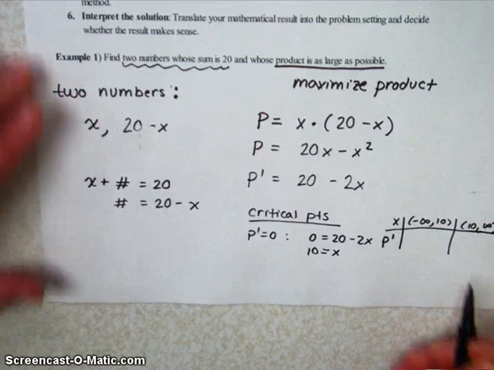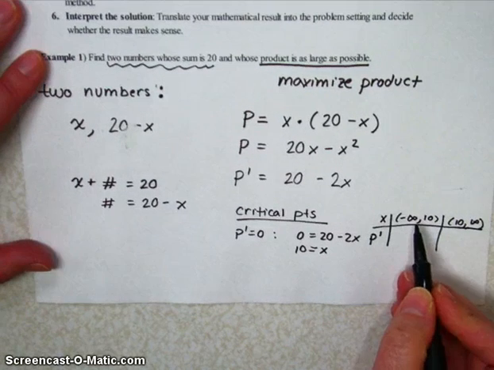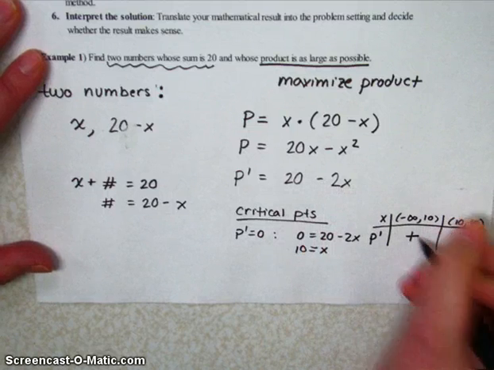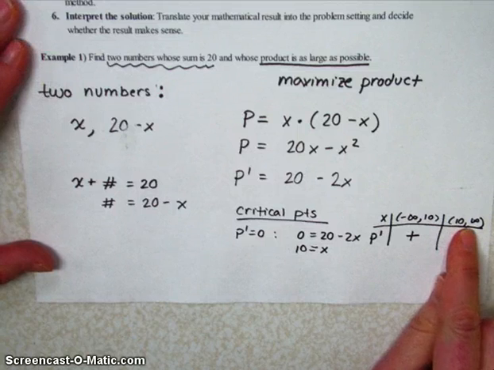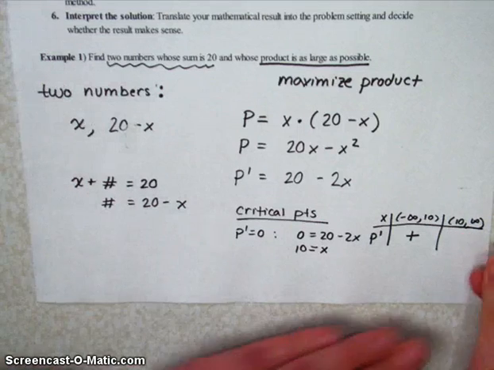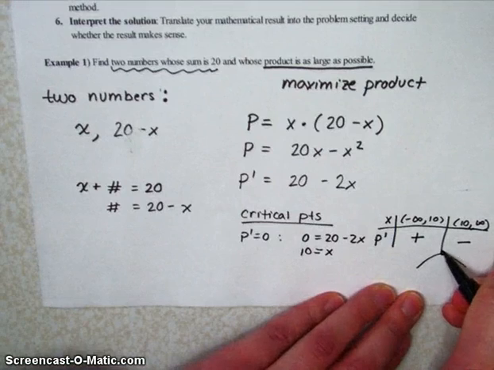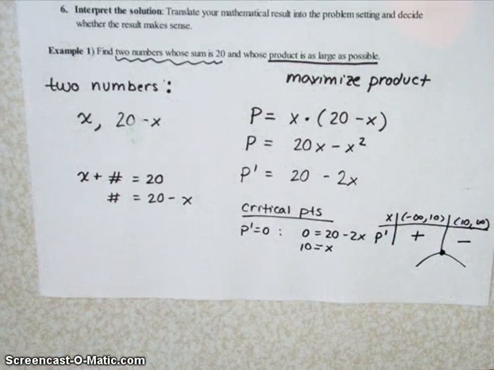Now I'm going to pick points to test on each interval. This interval I'd probably pick 0. It's the easiest number to check. Plug in 0, you get 20 minus 2 times 0, which is positive. And on this interval I could choose, for example, 15. 20 minus 2 times 15, which is 20 minus 30, would give me a negative value. So this helps justify that when x is 10, this is the maximum product.